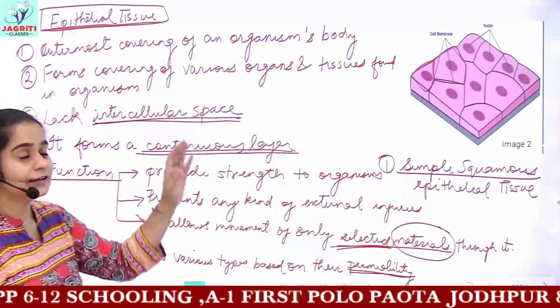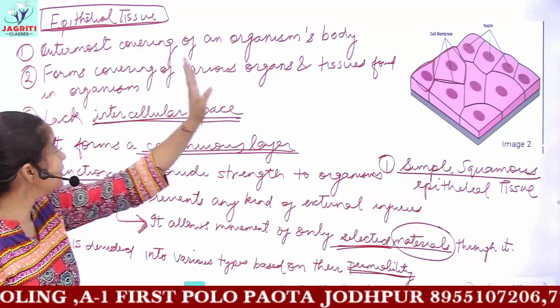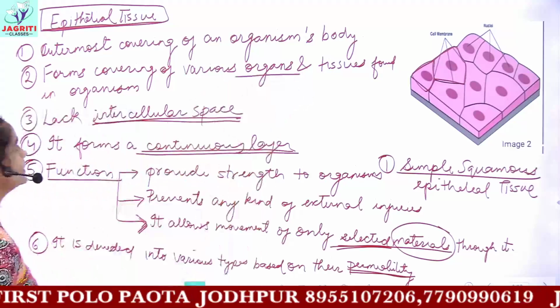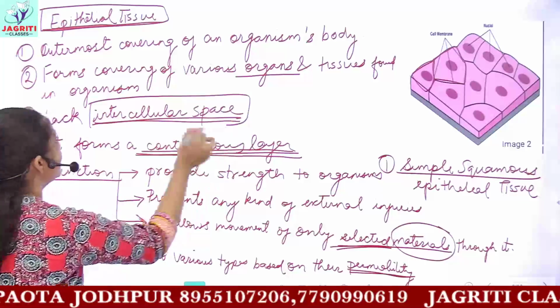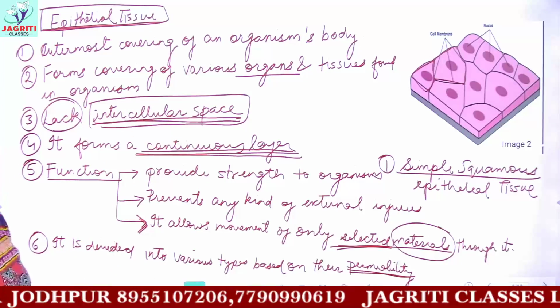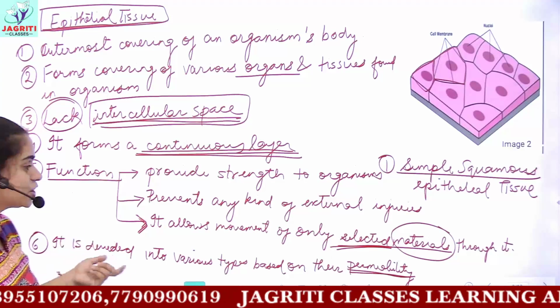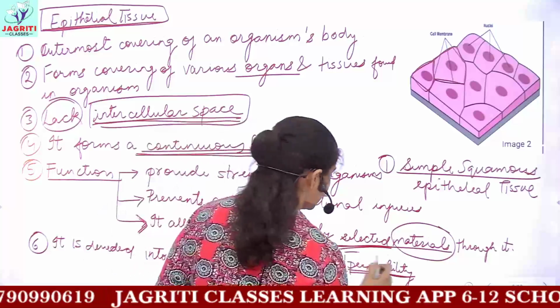So this was the introduction. What do you mean by epithelial tissue? It forms the outermost covering. Then it is present as the covering of different organs. It is in the form of continuous layer. That is, it does not have any kind of, lack means absent, so intercellular space is absent. And then we have written its functions, and these are divided into different categories based on their permeability.